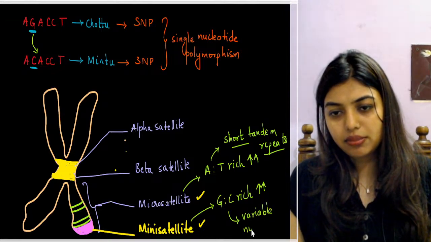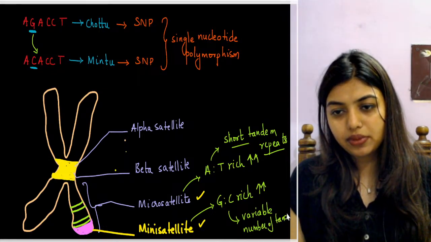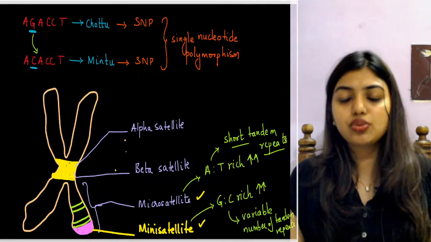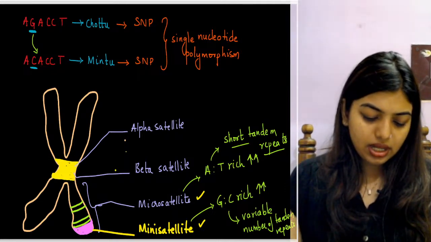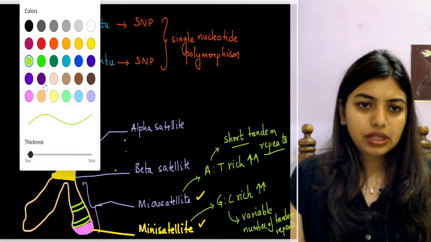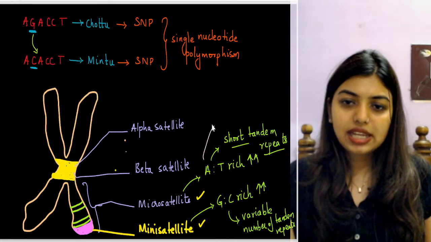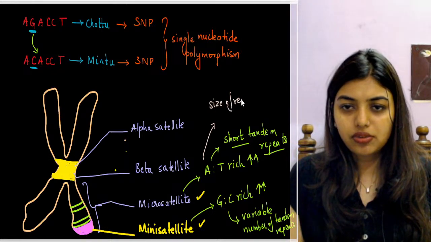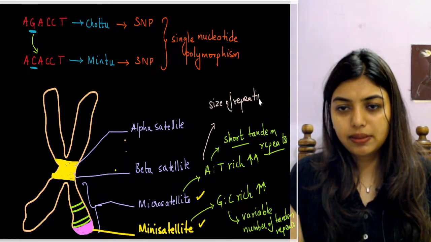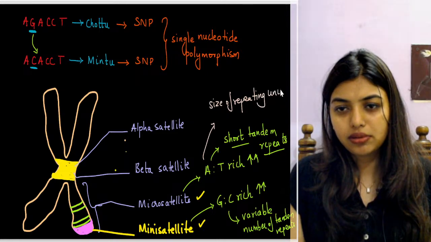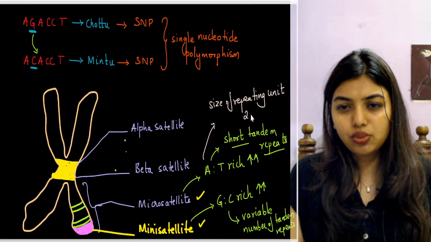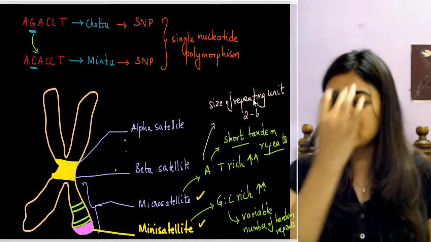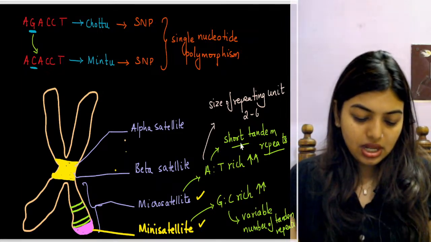Variable number of tandem repeats. These two things you try to remember. Now, one more thing we usually teach is the size of the repeating unit. What is it going to be? 2 to 6. 2 to 6 is the usual range of the size of the repeating units.